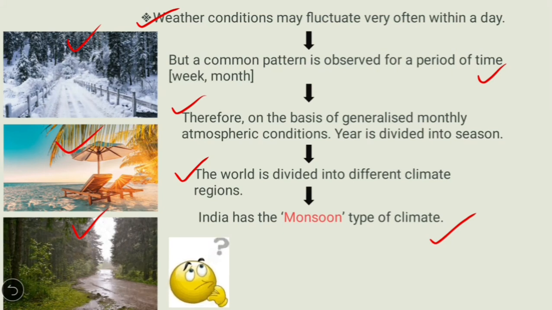So weather conditions may change or fluctuate within a day. Therefore, on the basis of these atmospheric conditions, we have divided the year into different seasons. And like this only, our world is also divided into different climate regions, and under this, our India comes in the monsoon type of climate.